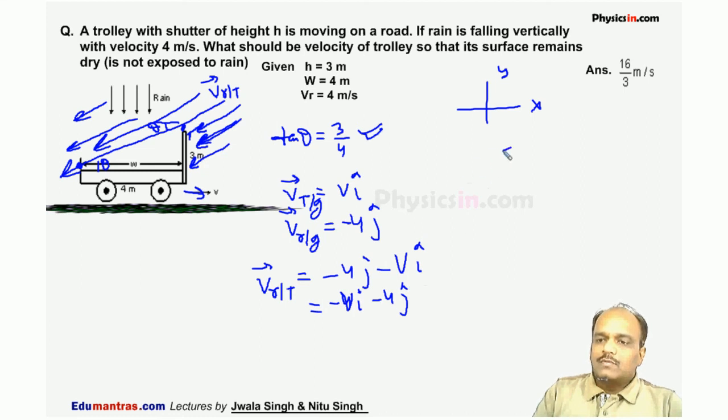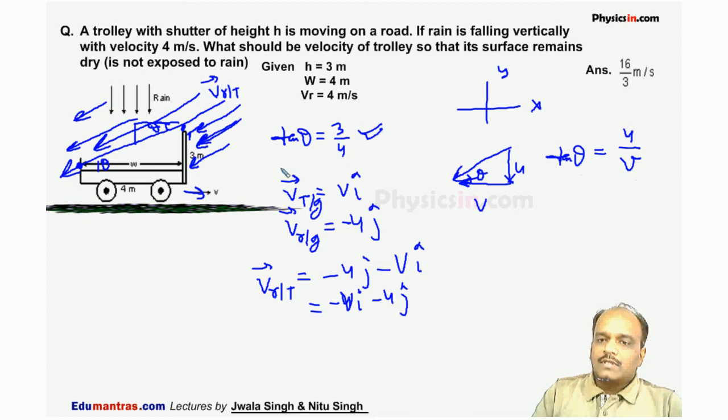So rain actually is moving like this. The horizontal component of the rain is minus v i cap, and the vertical is minus 4 j cap, and this angle is theta. So I can say this angle is theta. If this theta and this theta are the same, then the rain will leave here and the trolley will remain dry. So we can say from this figure tan theta is equal to 4 by v.